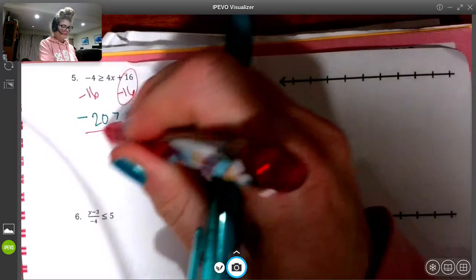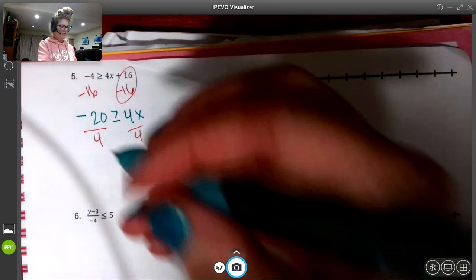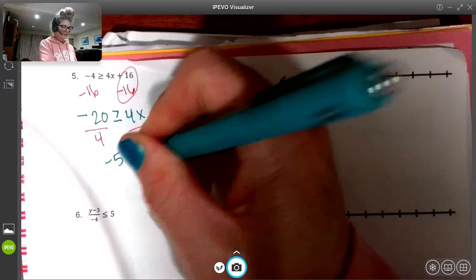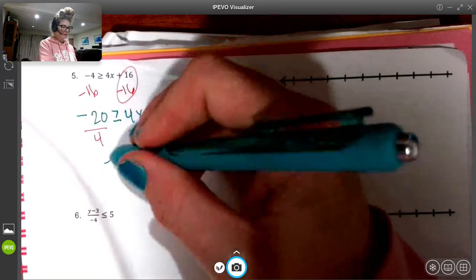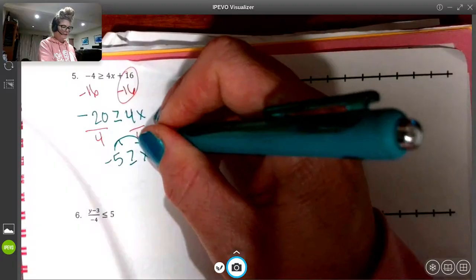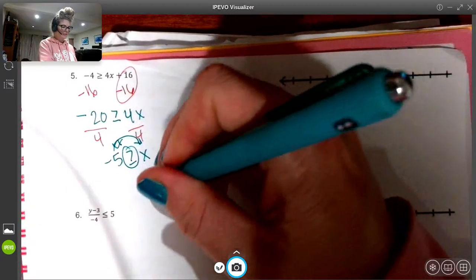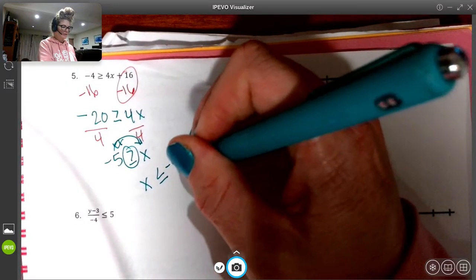Divide both sides by 4 or multiply both sides by 1/4. Negative 5 is greater than or equal to x. Switch the sides and flip your symbol. X is less than or equal to negative 5.